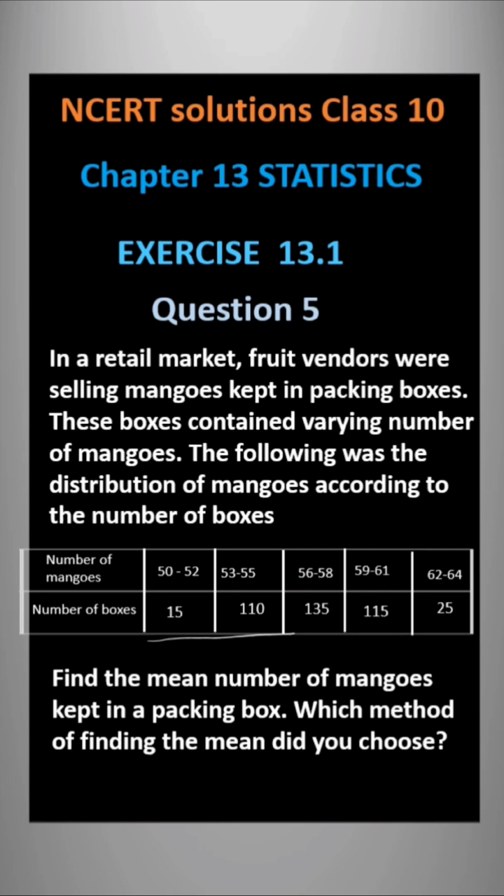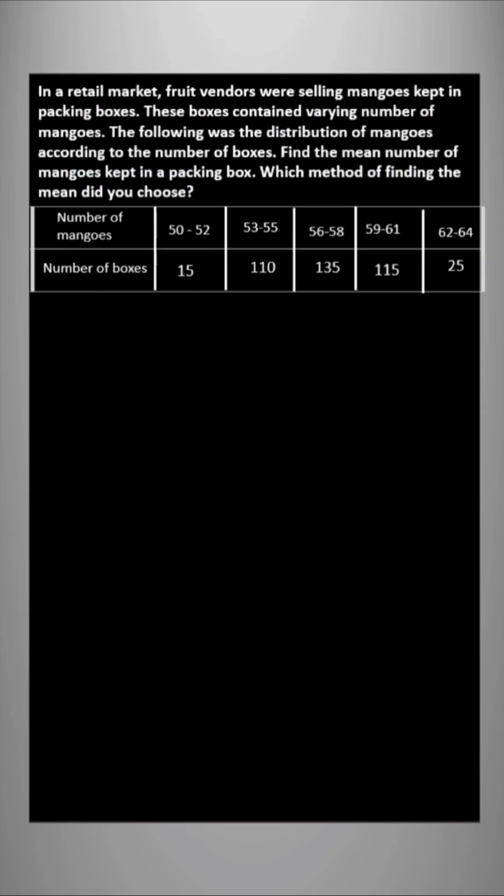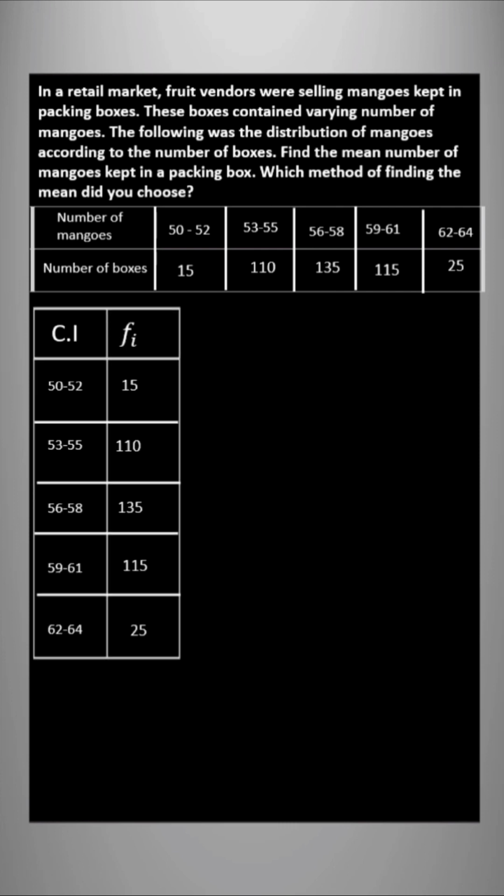Which method of finding the mean did you choose? Here two questions are. First one we have to find the mean. Now let us find the mean, and first we have to rearrange the table into two columns and six rows. The first column contains class interval. The second column contains frequency, that is number of boxes.